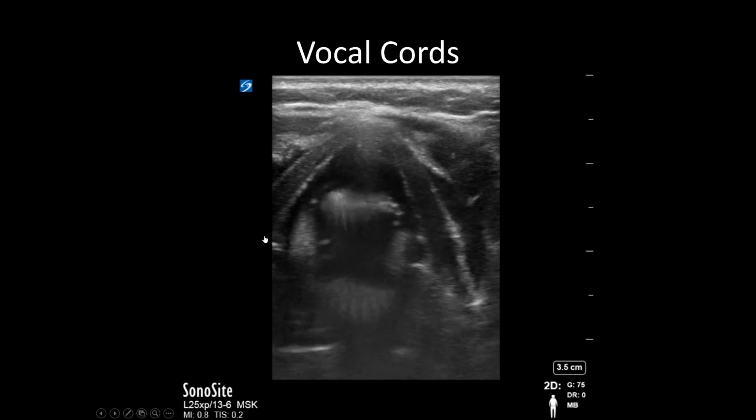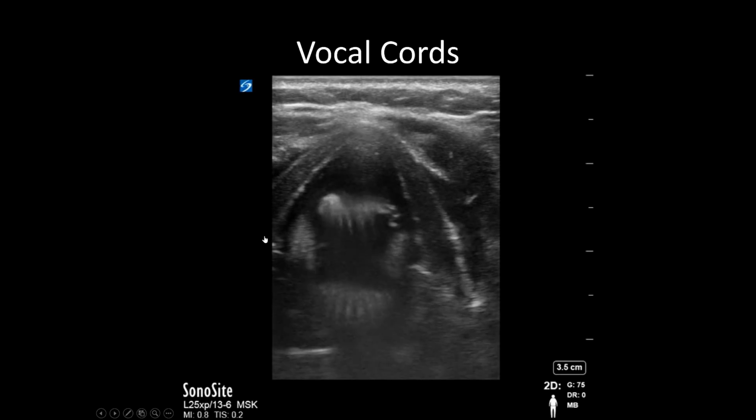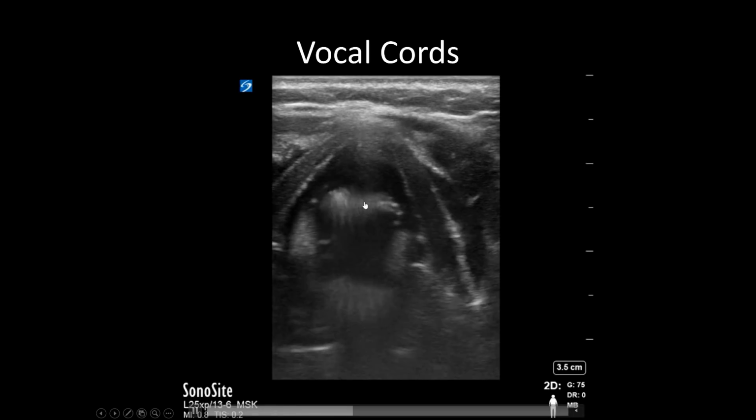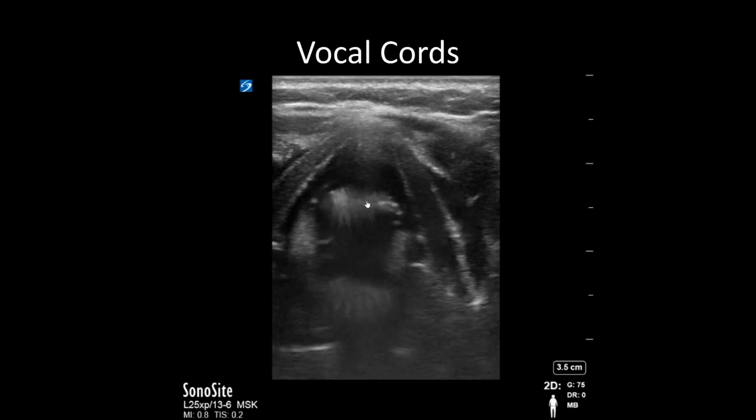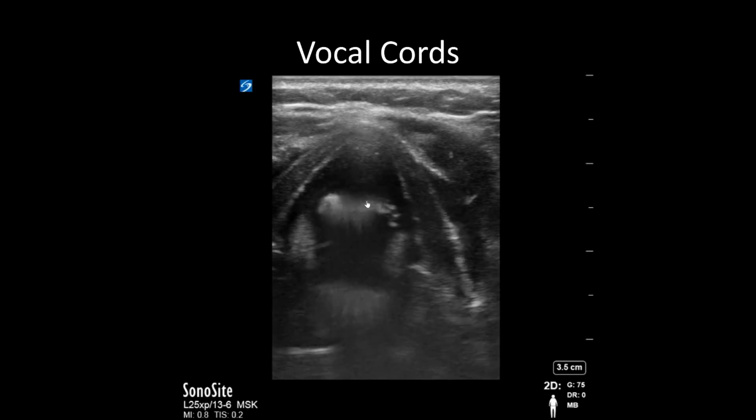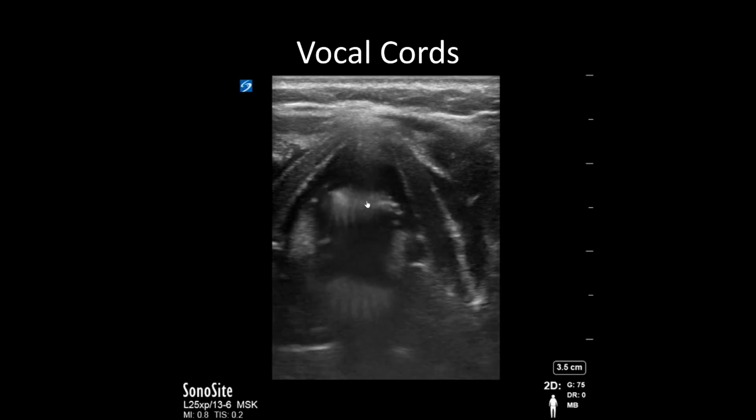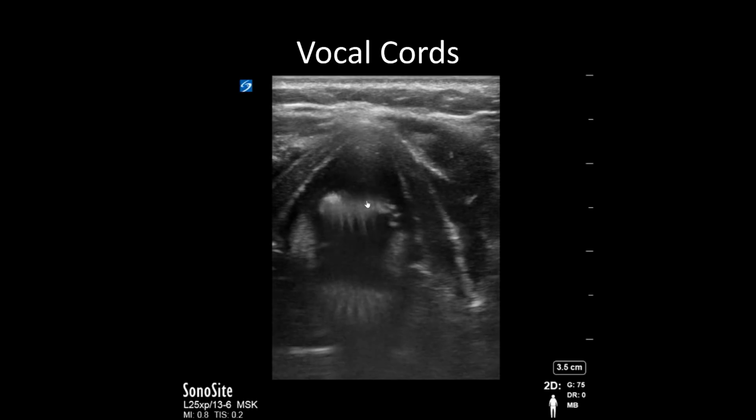Another structure we may want to visualize is the vocal cords. In this image, the vocal cords can be seen vibrating as the patient is humming. By identifying the vocal cords, we are able to real-time visualize an endotracheal tube as it passes through them.